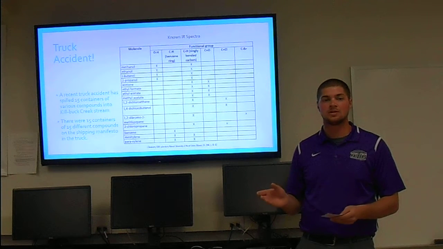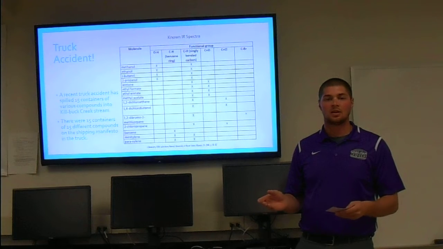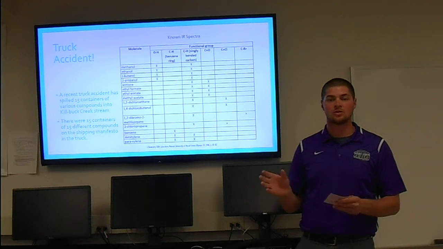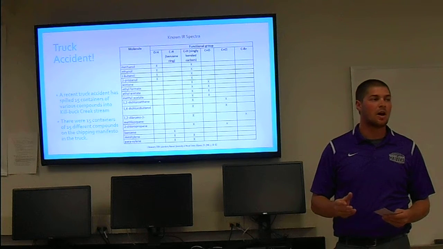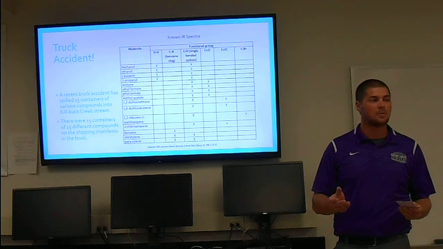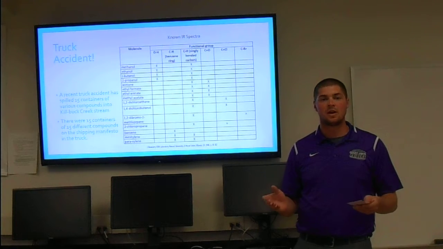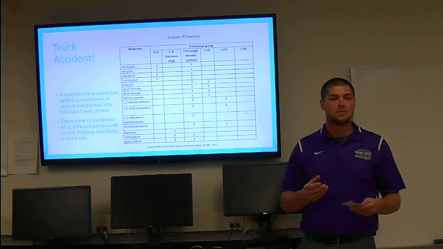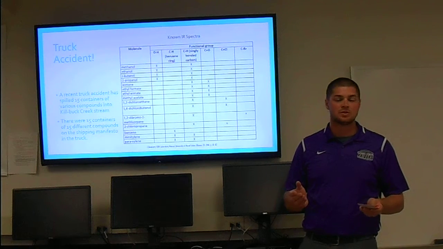During this accident, one of the containers was broken while it spilled into the stream, and that container, as well as all the other containers, lost their labels. So now we need to figure out what cleanup methods we need to take here to protect our environment as well as the people living near it, so our children and ourselves have no side effects.